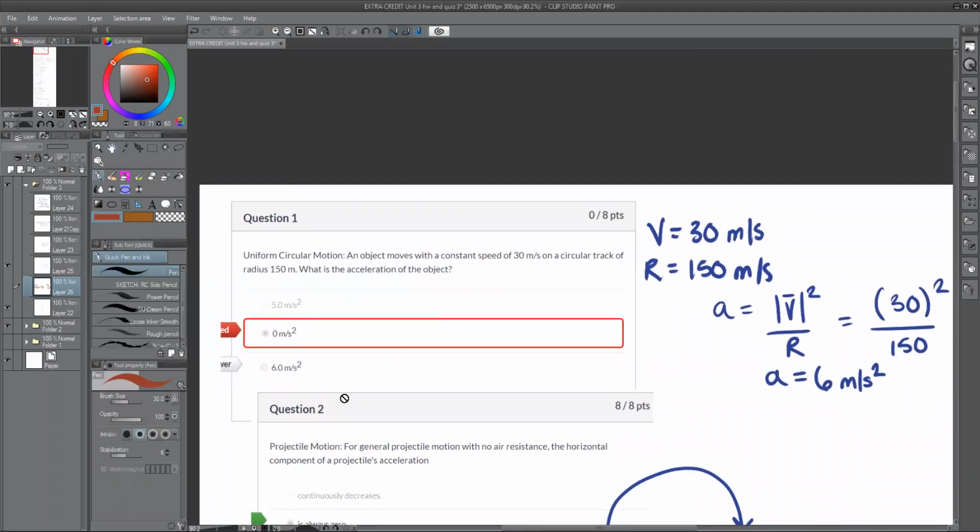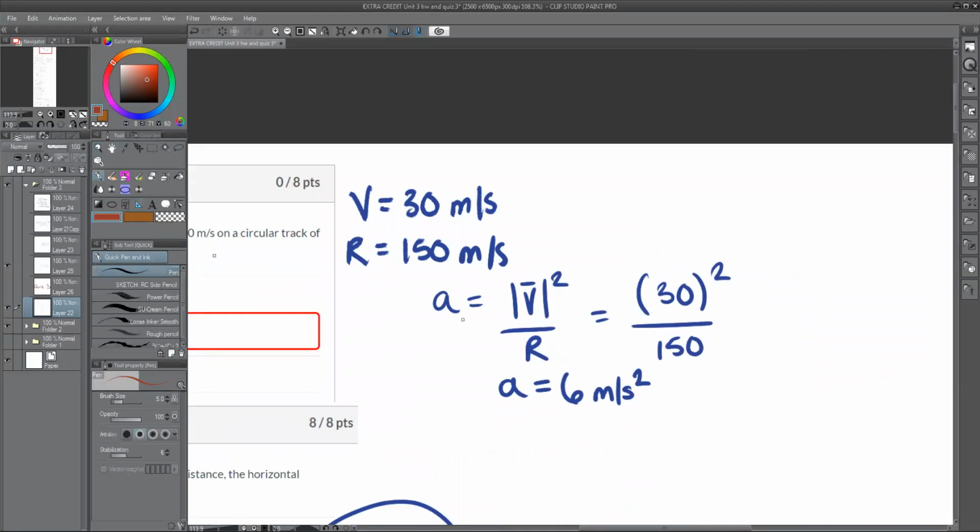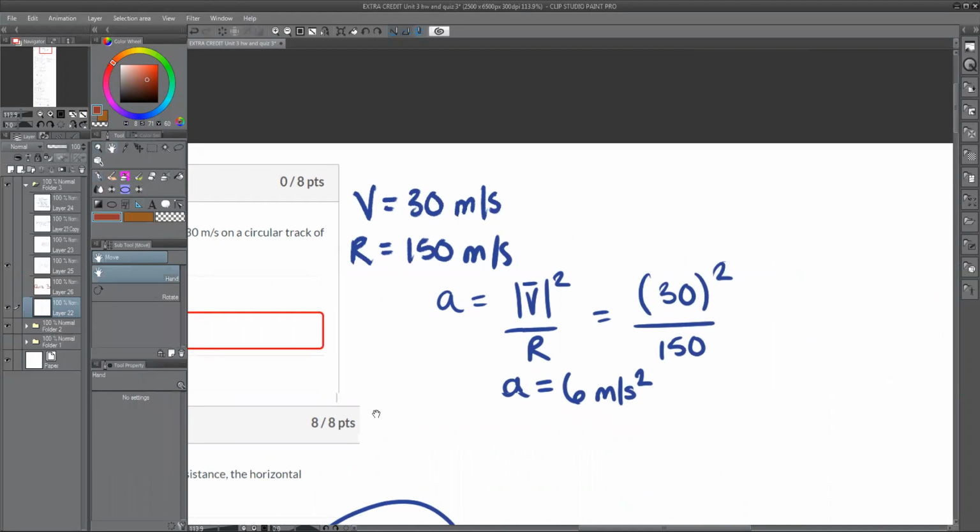So my number 1 was uniform circular motion. An object moves with a constant speed of 30 meters per second on a circular track of a radius of 150 meters. What's the acceleration of the object? So this is pretty straightforward. The equation that we know for acceleration when it comes to circular motion is acceleration is equal to the velocity squared over the radius. So we know the velocity, we know the radius. All we do is plug them in, and we have our acceleration.